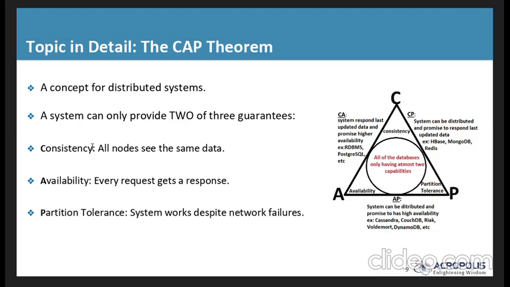Next is the CAP theorem, a concept of distributed systems, which says a system can only provide two of three guarantees. Consistency: all nodes see the same data. Availability: every request gets a response. And partition tolerance: the system works despite network failure.